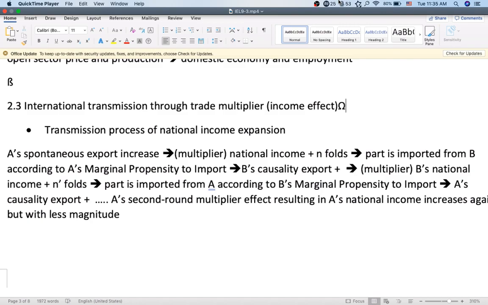We assume there are two countries in the world, country A and country B. As a starting point, we look at how the two countries' imports and exports impact national income, how the international commodity exchange channel works, and the process by which the two countries' national incomes expand and contract, and how national income changes interact between the two countries, caused by trade.